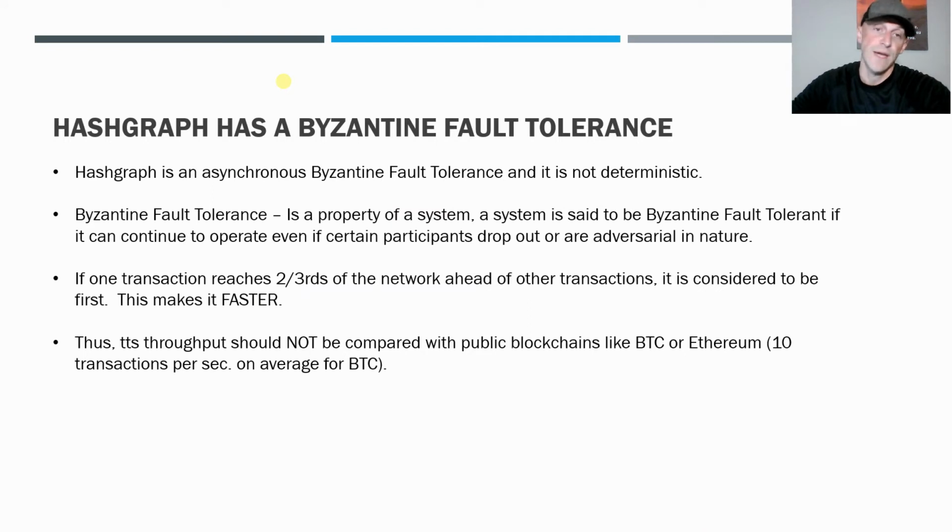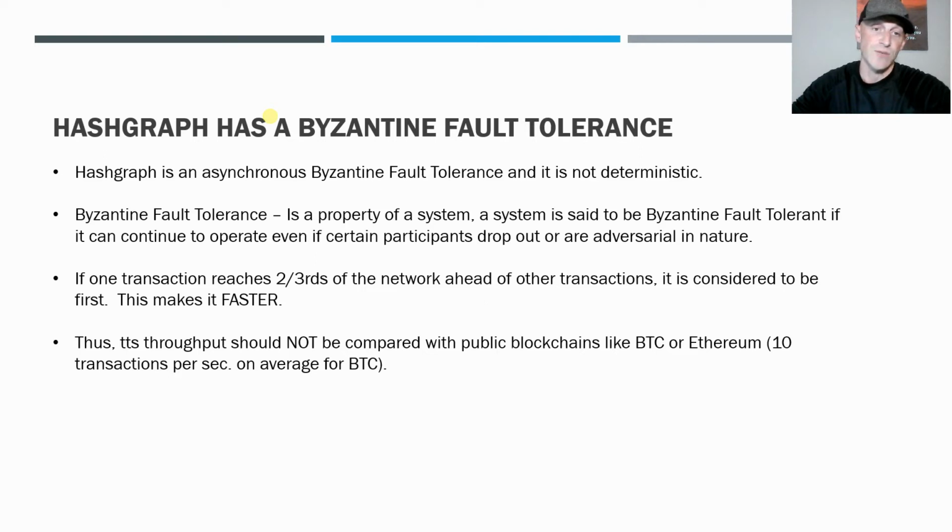Now, Hashgraph has what they call a Byzantine fault tolerance. Hashgraph is an asynchronous Byzantine fault tolerance and is not deterministic. Byzantine fault tolerance basically is a property of a system, and a system is said to be Byzantine fault tolerant if it can continue to operate even if certain participants drop out or are adversarial in nature.